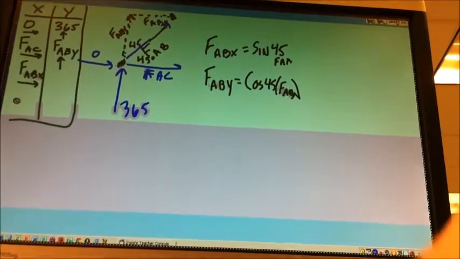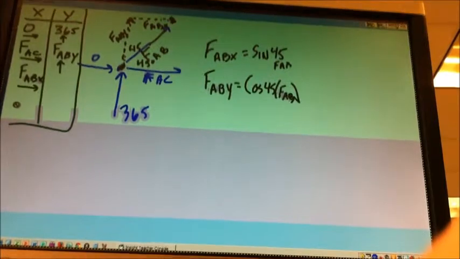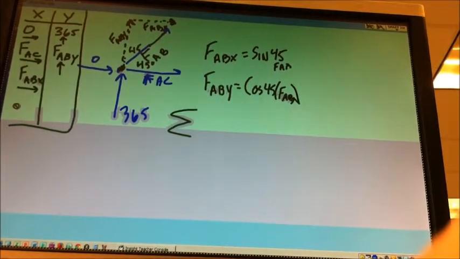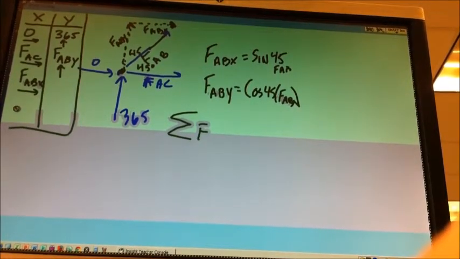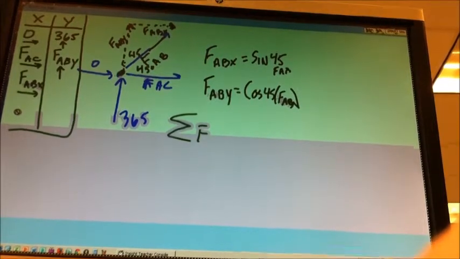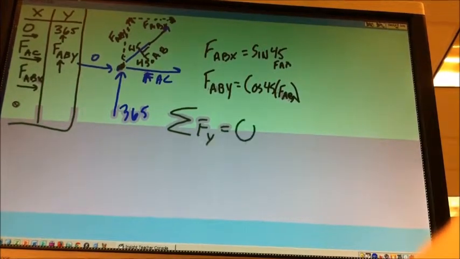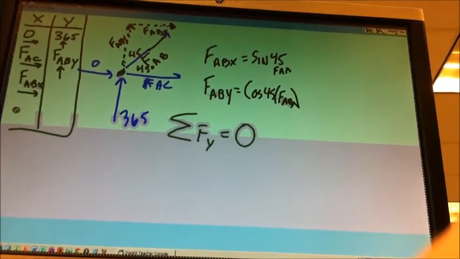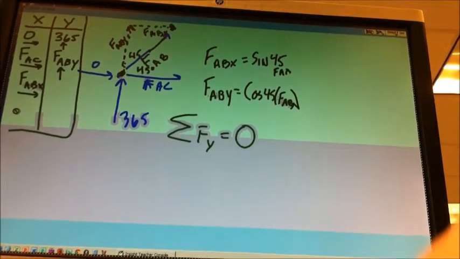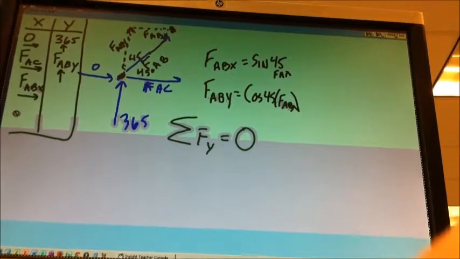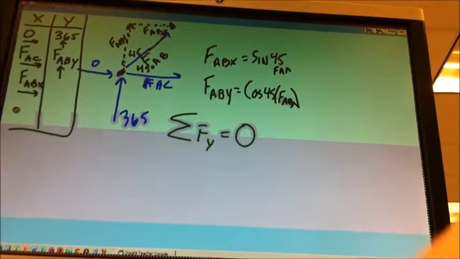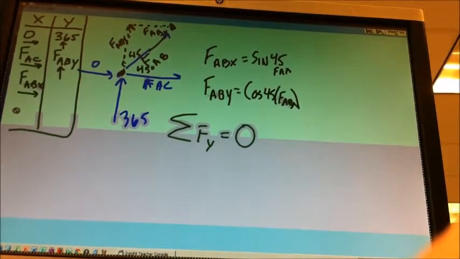Now, we should use the sum of the forces at point G. There isn't a G, but we should make it a G. In this case, we have fewer variables to deal with in the y direction, so we can go ahead and solve for y. We got equal 0. They're both going the same direction, so we can add them up and equal them to 0, correct? So let's go ahead and add them up and equal to 0.